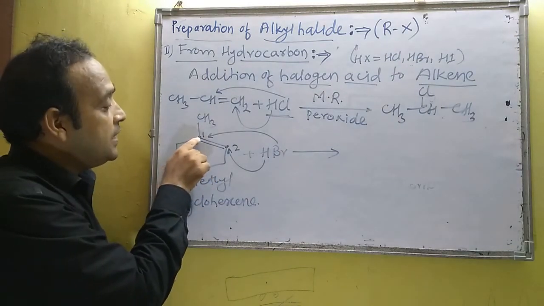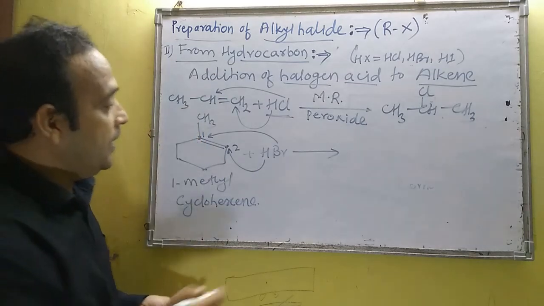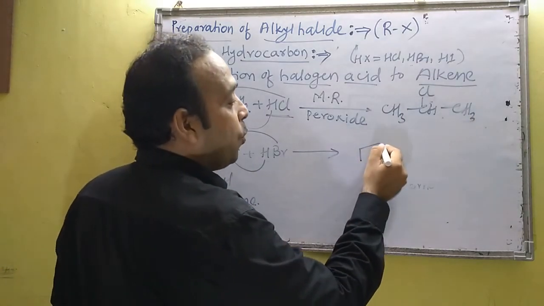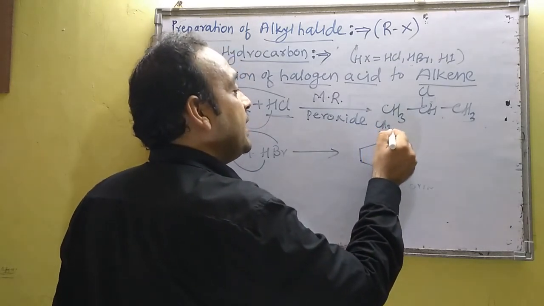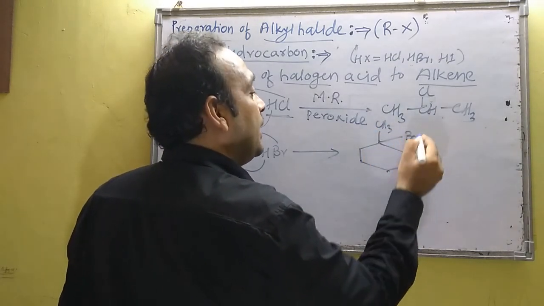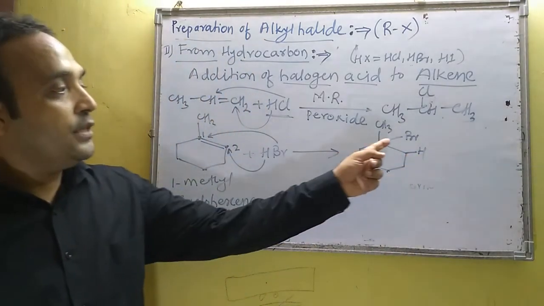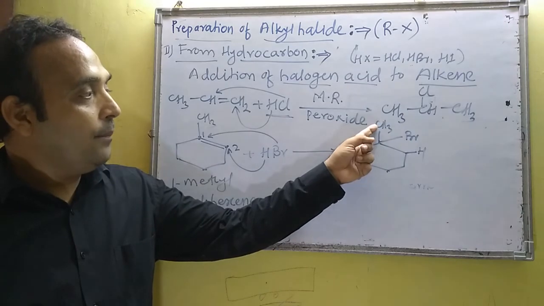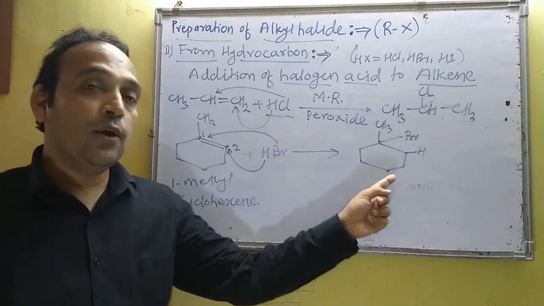This one is your C, C, C and C. So here my product is 1-bromo-1-methyl cyclohexane. Now H is attached here. So my product is 1-bromo-1-methyl cyclohexane. This part is called cyclohexane.